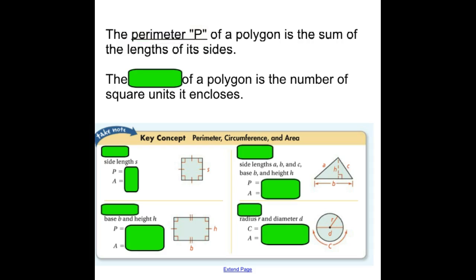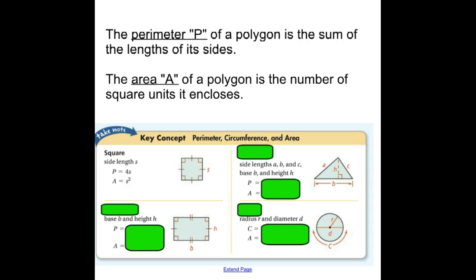The first one is perimeter. The perimeter of a polygon is the sum of the lengths of its sides. The next one is area. The area of a polygon is the number of square units it encloses. And both of these are referred to as capital P for perimeter or capital A for area throughout the rest of this lesson.